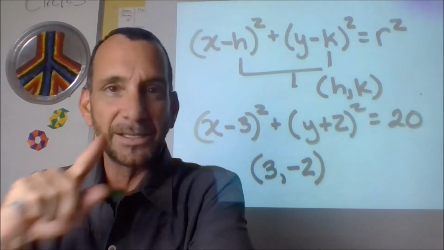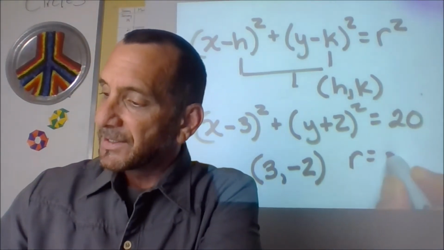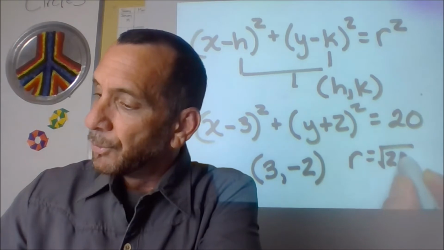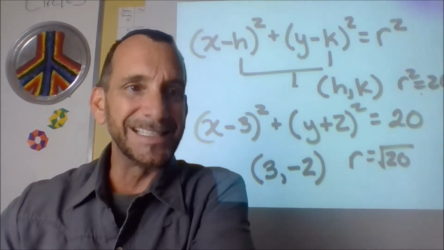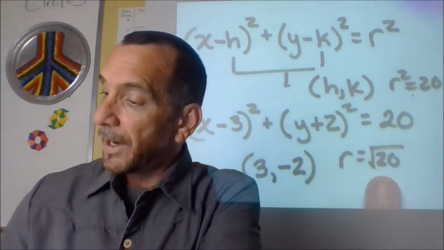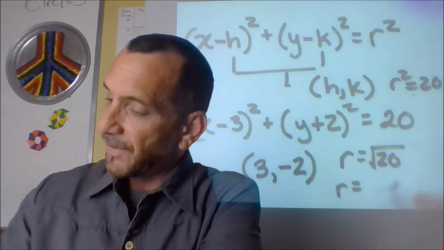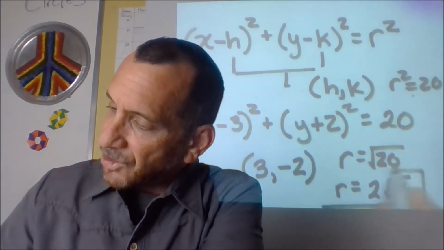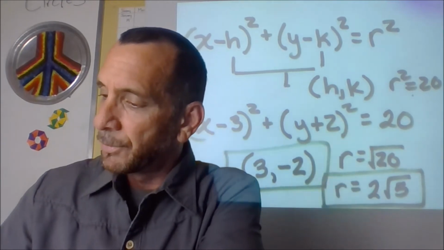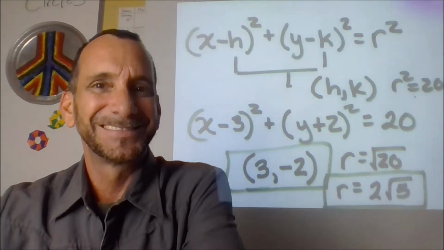So to get the radius, be careful, it's not 20. The radius is the square root of 20 because r squared is 20. So the square root of 20, you could simplify that radical, 4 times 5. And I know from experience that the radius is 2 times the square root of 5. You can work it out if you have a little trouble. There you go.